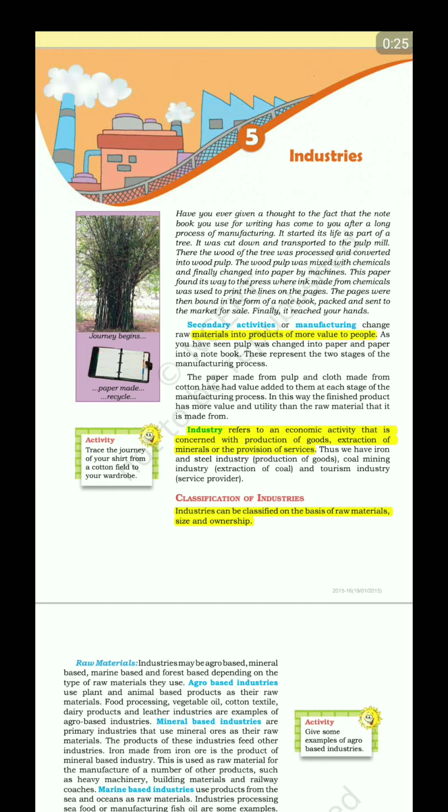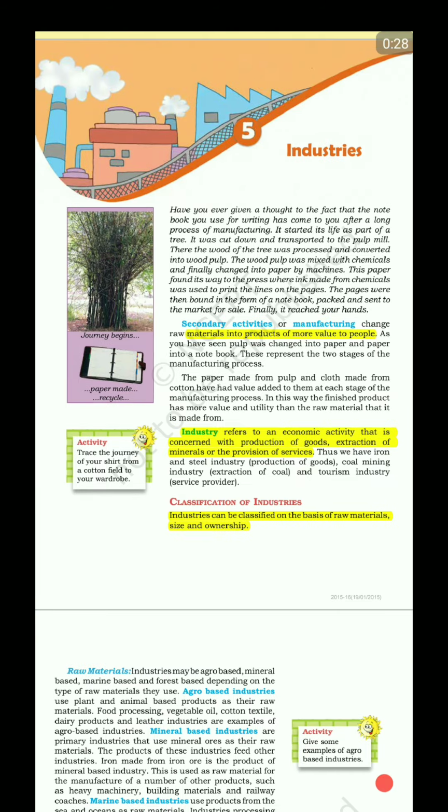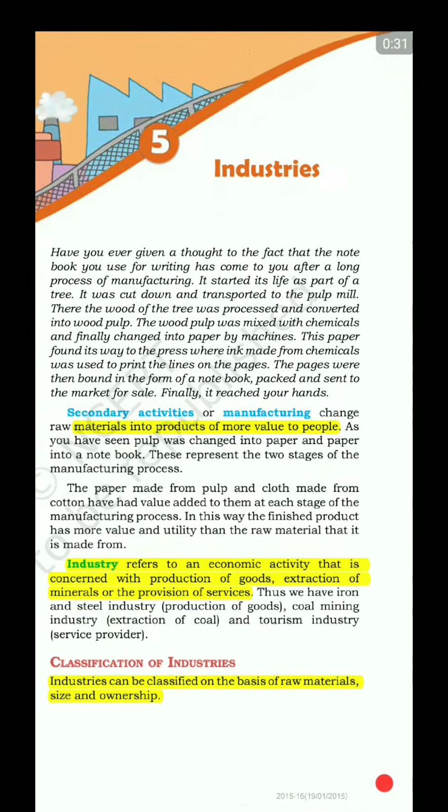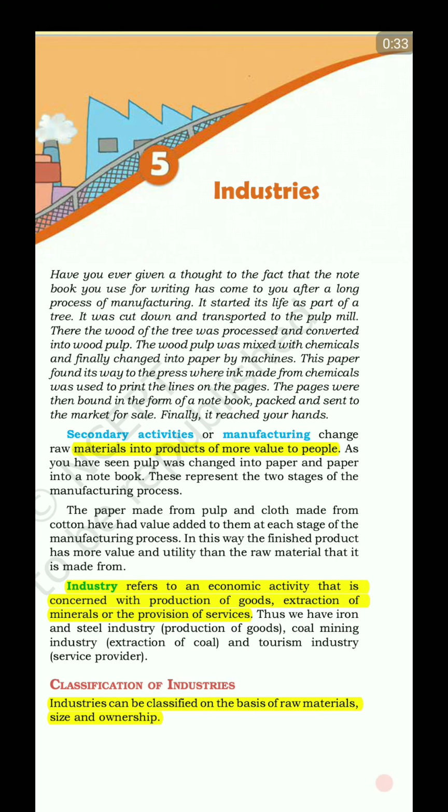So let's define what is an industry. Industry refers to an economic activity that is concerned with the production of goods and extraction of minerals or provision of services. So, condition number 1 for any activity to be called an industry is that it should be an economic activity, concerned with the production of goods, extraction of minerals or provision of services. Thus, we have iron and steel industry, coal mining industry and tourism industry.